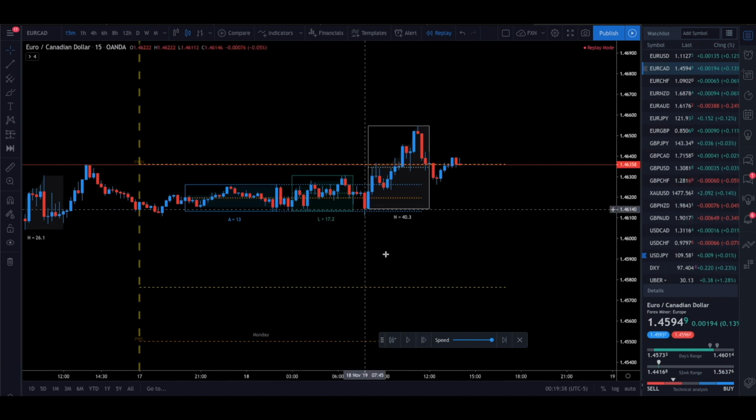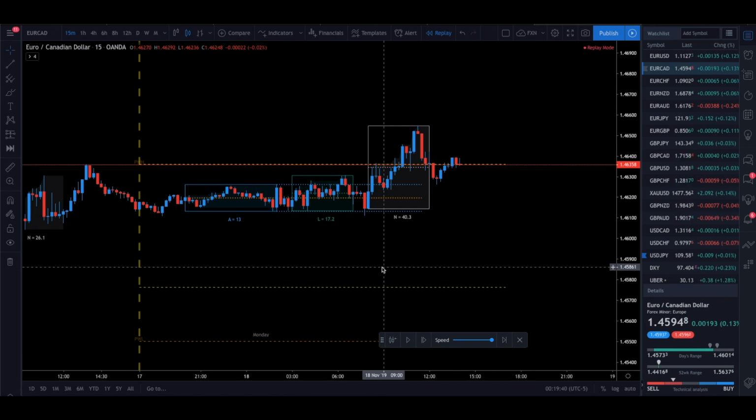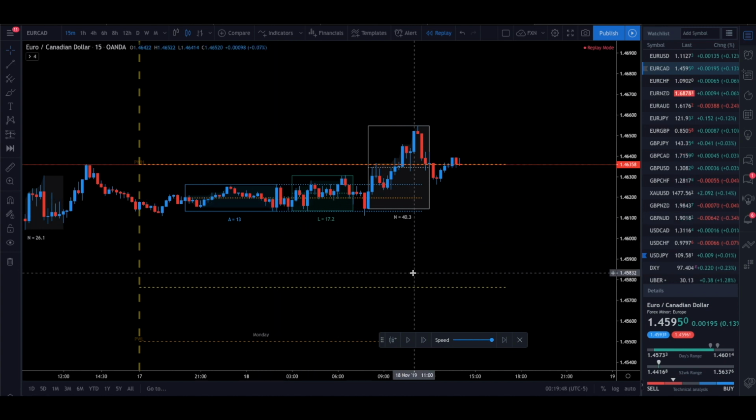But ideally, this is not something that you really want to trade in, because you're just going to be stuck going back and forth, back and forth. At the end of the day, it's just really not worth it. There are other pairs, and I'm sure there are way better setups than this on this specific day.